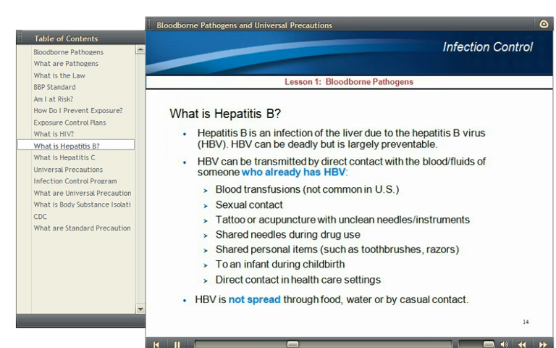Blood transfusions, not common in the U.S., sexual contact, tattoo or acupuncture with unclean needles or instruments, shared needles during drug use, shared personal items such as toothbrushes and razors, to an infant during childbirth, and direct contact in healthcare settings. HBV is not spread through food, water, or by casual contact.